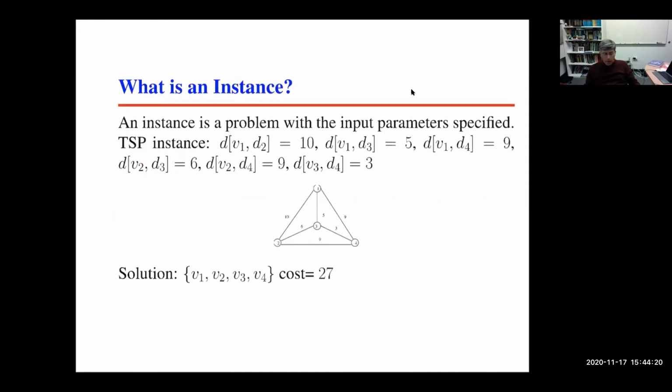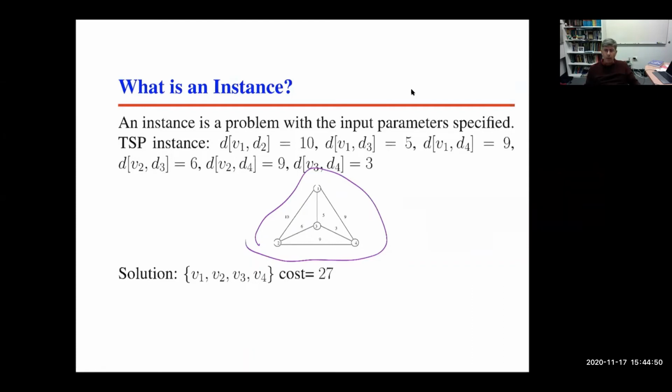When I talk about an instance, what I mean is the input to a problem. This graph is an instance of the traveling salesman problem. It is an input, it's a graph. An instance is the input. The problem is the definition of a problem. Any questions about what the difference is between an instance and a problem?